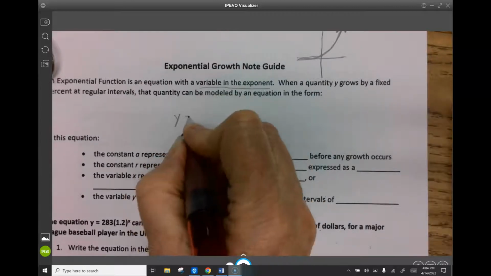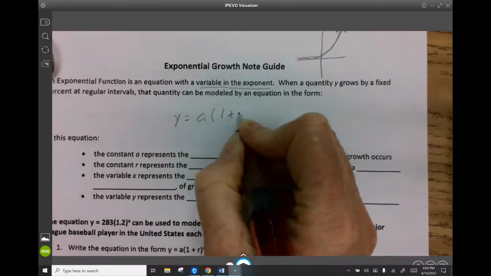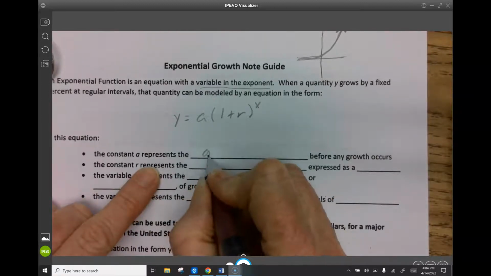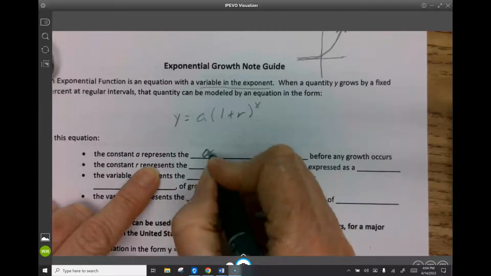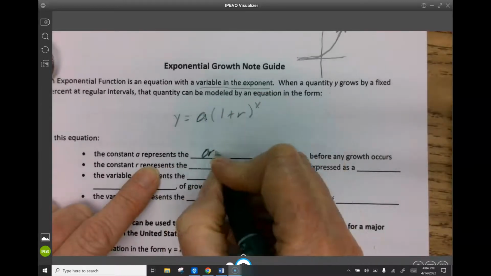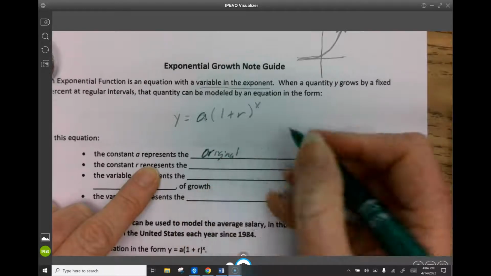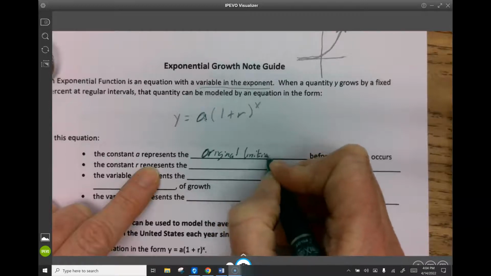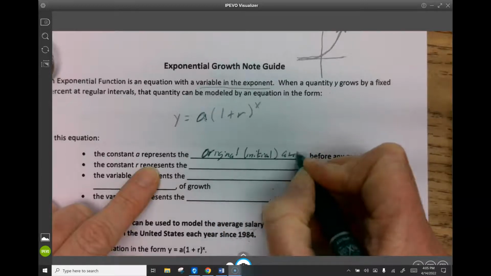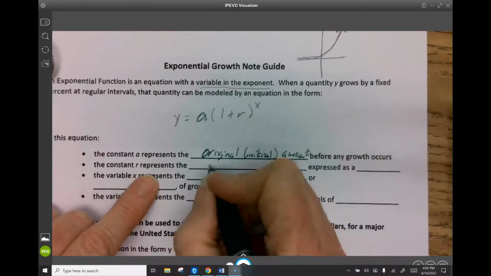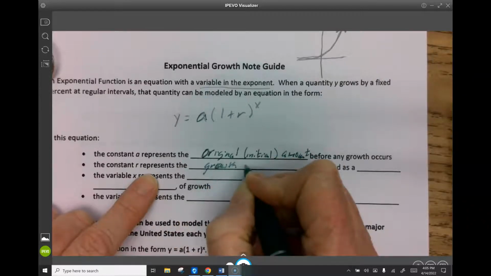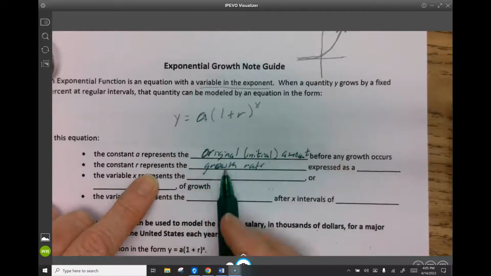So the equation is y is equal to a times 1 plus r to the x. The constant a represents the original amount. So a is the original amount. What do we start with? Original, or sometimes we'll call it initial amount. r represents the rate, the growth rate. Because it's a plus, it's a growth rate.